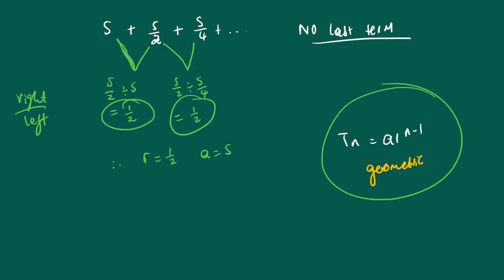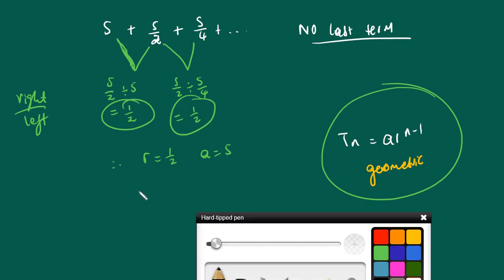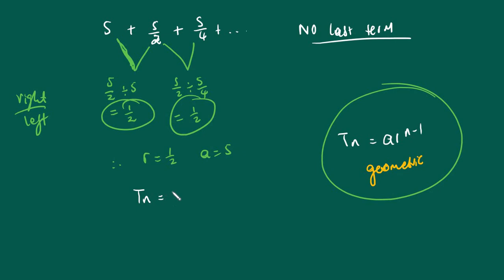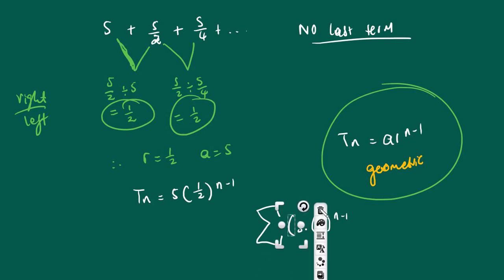Now the next step is to get the Tn. So to get the Tn, since a is 5, we put 5 there, our r is a half, and then we say to the power of n minus 1. That is your Tn. And now that you have your Tn, what do you need to do next? Now we need to represent this in sigma notation. So we say, okay, the rule is 5 times a half to the power of n minus 1, which you can simply write without these brackets.